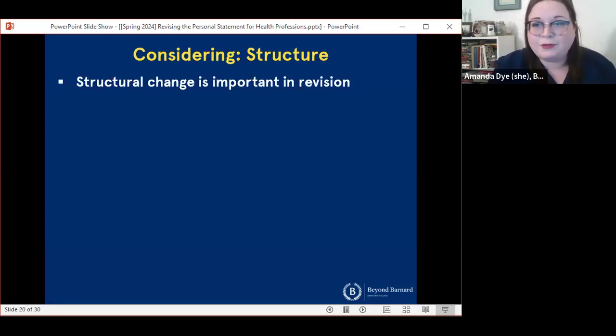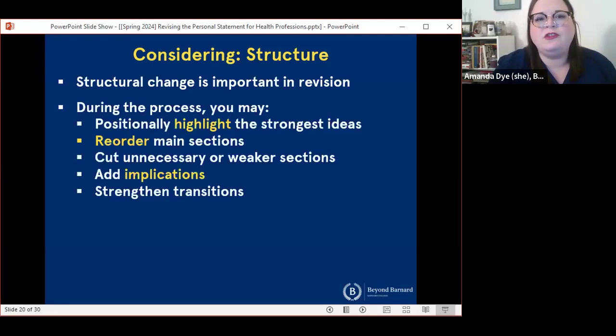When we're talking about structure, I think it's always really important to know that structural change is just a part of revision. It's always going to be there. You can't really revise without making some structural changes to your writing. And ways that structural change might happen include positionally highlighting the strongest ideas. By that, I mean bringing the strongest ideas to the beginning of the essay, or highlighting a sentence by moving it up to the top of the paragraph. These are good ways to show the reader that you're invested in them knowing about this particular thing.